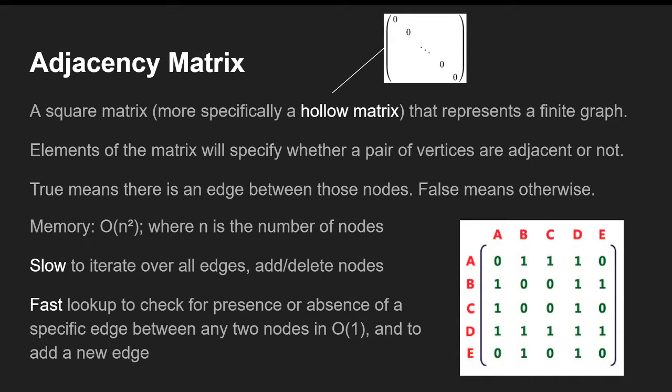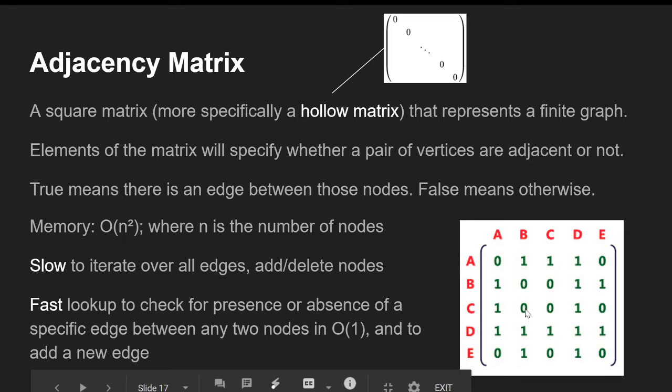The cool part of an adjacency matrix is if you want to find if two specific nodes are connected to each other, it'll just take O(1) time. So let's say we want to see if B is connected to C. We look on the top, we see B, and we go down, and then we see C. We find the intersection, and we see 0. That means false. That means they are not connected.